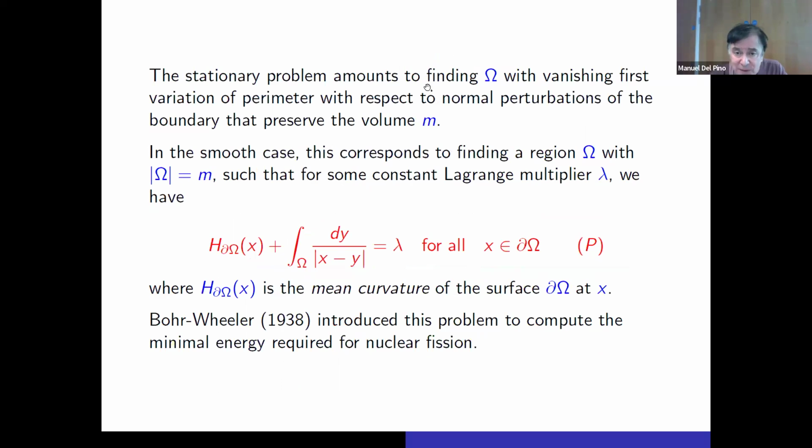So the stationary problem amounts to finding omega with vanishing first variation of the perimeter with respect to normal perturbations of the boundary that preserve the volume m. In the smooth case, I will review for you a little bit later why this is the case. It turns out that the problem of critical regions or critical points of the energy corresponds to finding the region omega such that this relation holds.